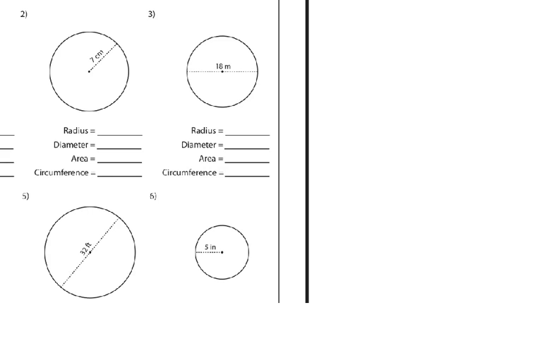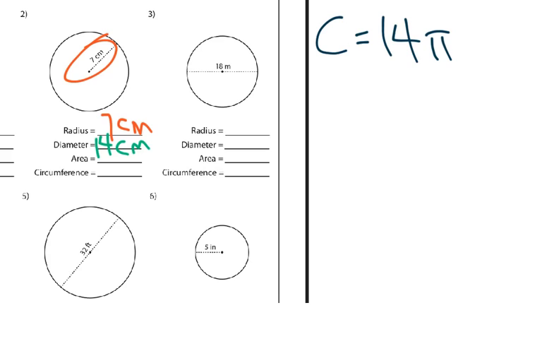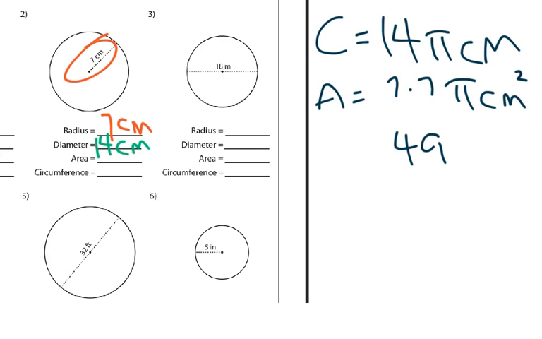Okay, we're going to do 2 now. And this time they give us the radius. So the radius is 7, which means the diameter is 14. And so I always start with the circumference, because once I know the diameter, circumference is really easy. It's 14 pi centimeters. And then the area would be 49 pi, because 7 times 7 times pi, square centimeters. So 49 pi square centimeters. And don't forget to put them in your calculator and give me the decimal version as well.